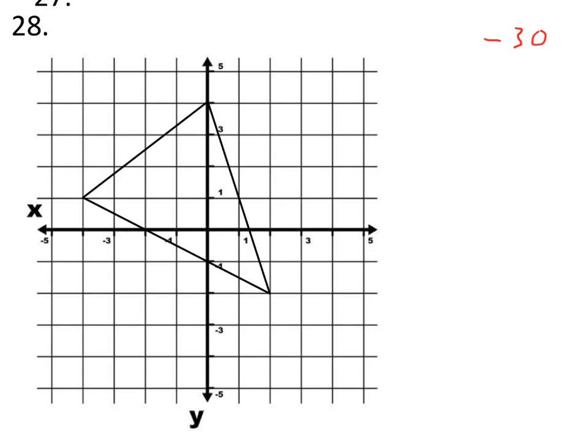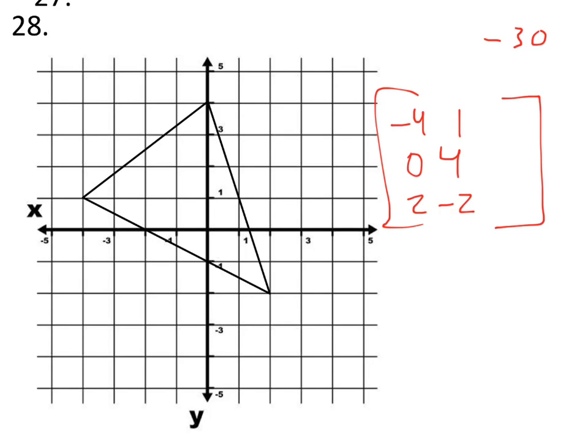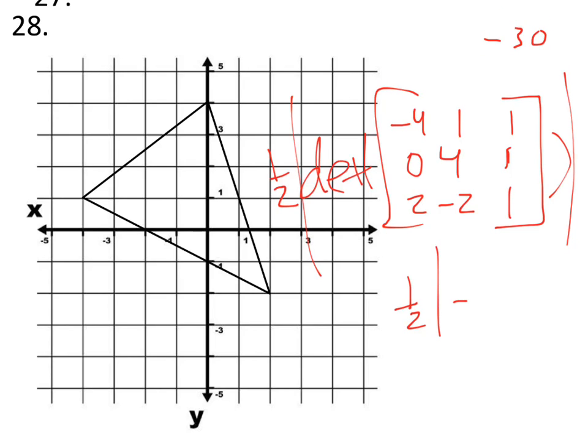And then on 28, we have three lovely points for our vertices here. And those are negative 4, 1, 0, 4, and then 2, negative 2. And then again, use a column of 1s on the right side. Get the determinant of that matrix you just made, and then get the absolute value of that and cut it in half. The determinant is negative 30, so we have 1/2 of the absolute value of negative 30. The absolute value of negative 30 is 30. 1/2 of that gives you 15. And that's it. And that's the end of our assignment.